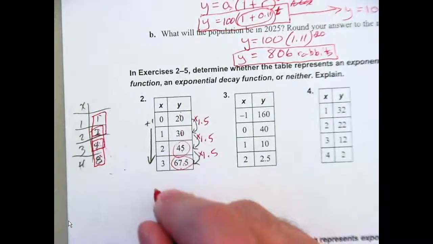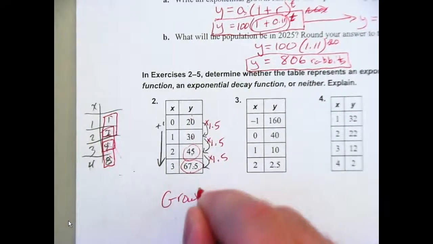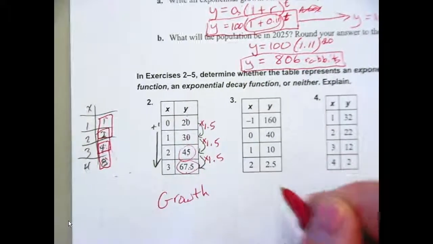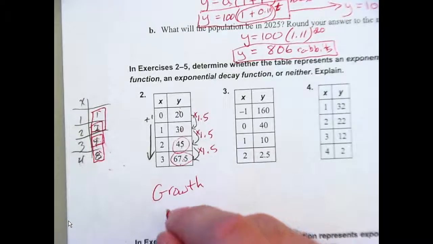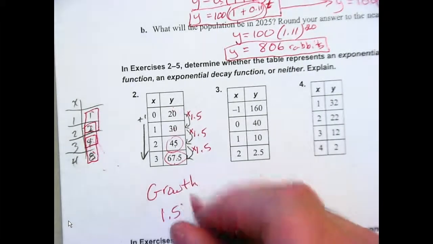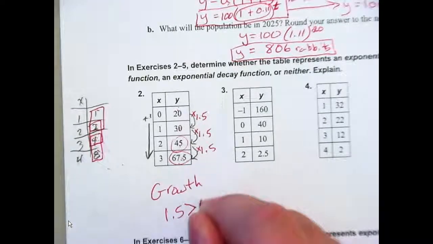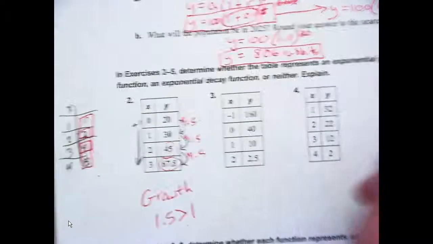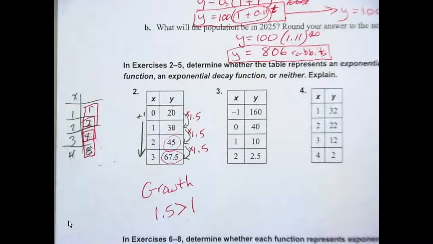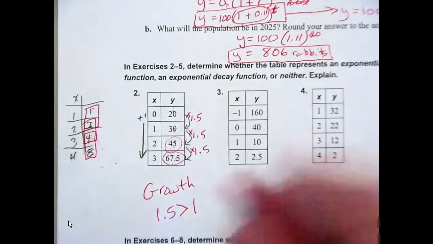Okay, so this represents what? Growth or decay? Growth. Why growth? 1.5 is larger than 1. Okay? If it's bigger than 1, it's growth. If it's less than 1 but greater than 0, it's decay. Okay? There we've got growth.